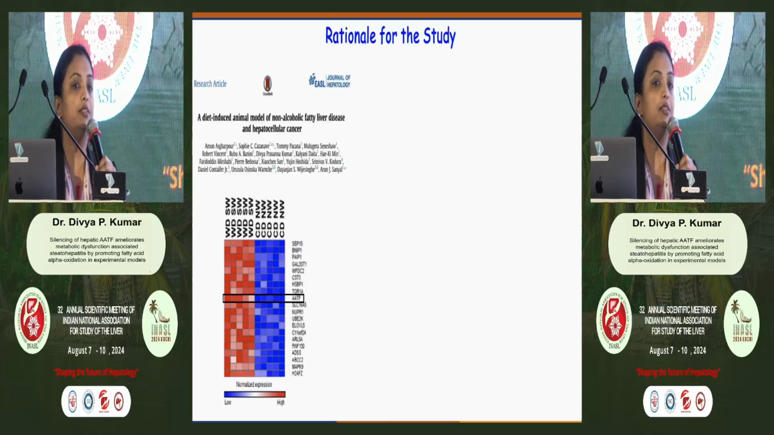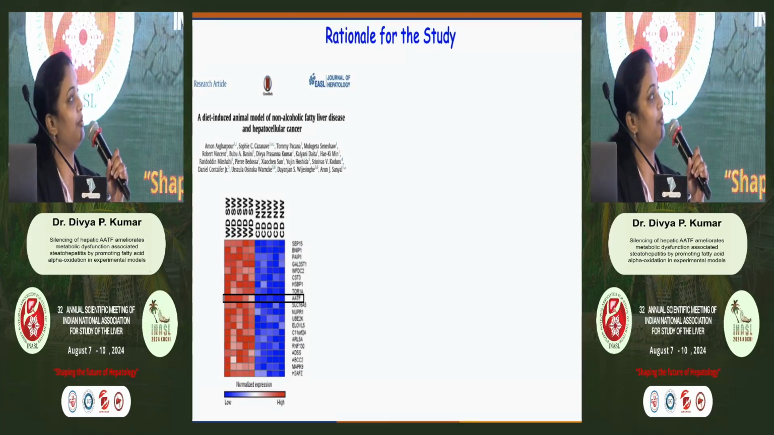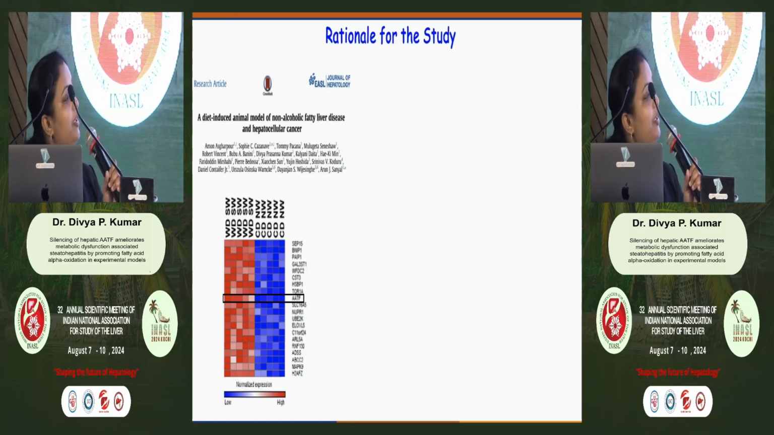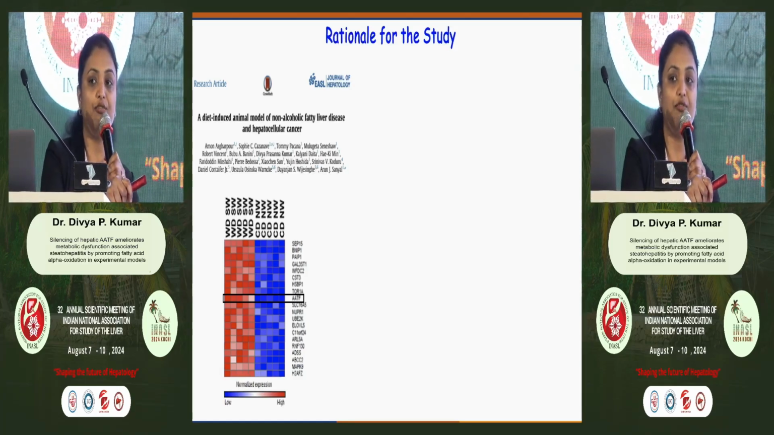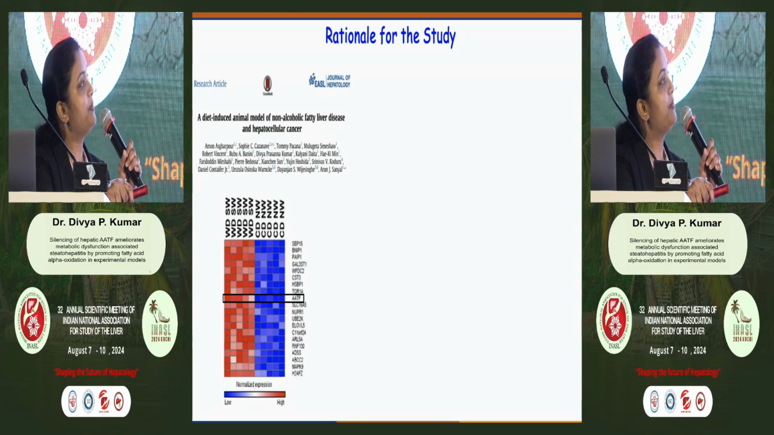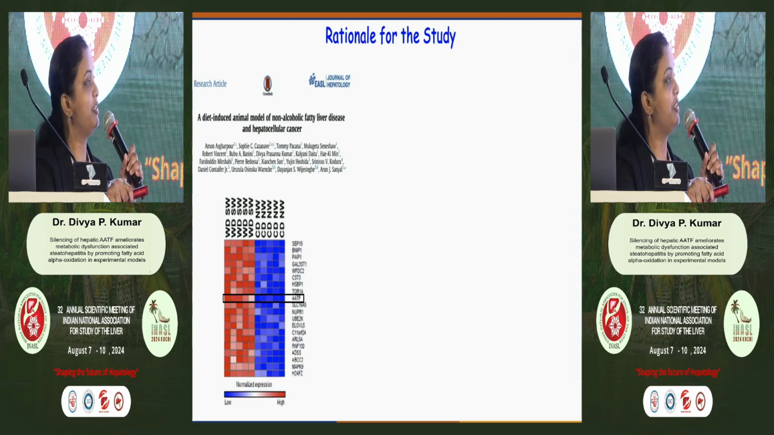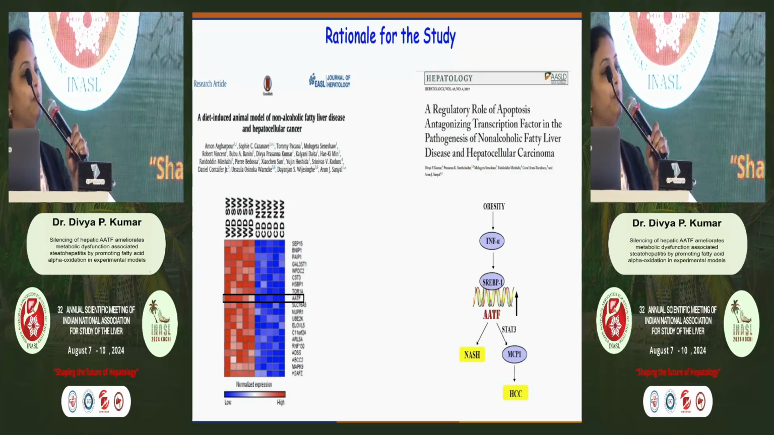This started when I took up a postdoctoral position with Dr. Arun Sanyal at VCU in the United States, where we saw an upregulation of a transcription factor called AATF, apoptosis antagonizing transcription factor. We observed that it was upregulated in all the Western diet sugar water fed mice when compared to the control. That was the project taken up for my postdoctoral work.